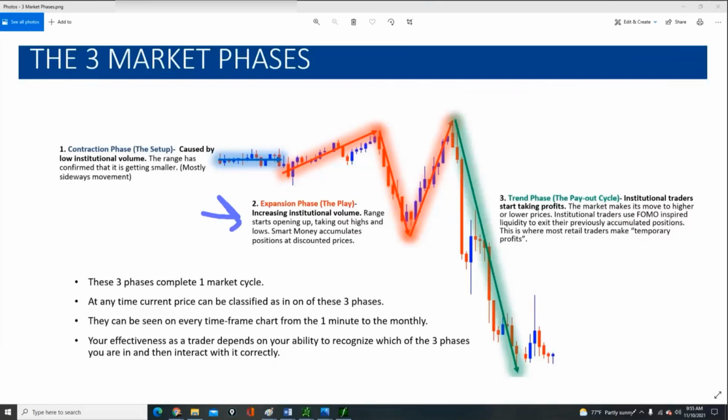So immediately when we get a squeeze, you should now see every squeeze as, okay, wait a minute. That's the contraction phase. It's the setup. It's undecided. But the moment it leaves, we have now entered into the expansion phase. And this is where 90% of the people get chopped up.